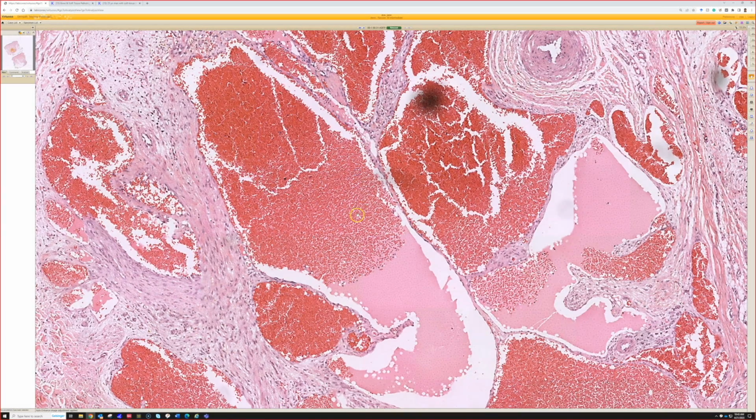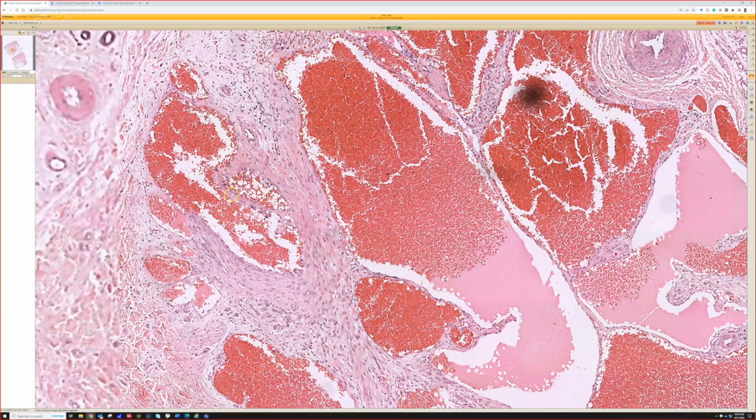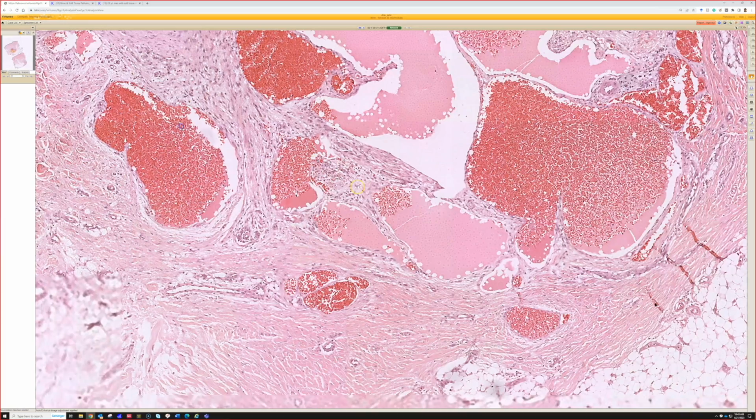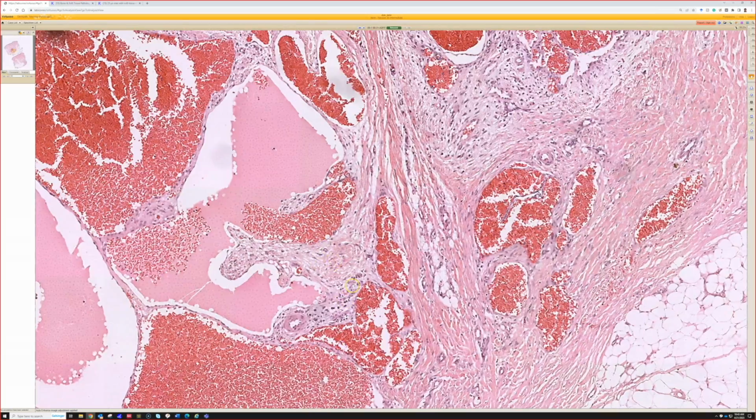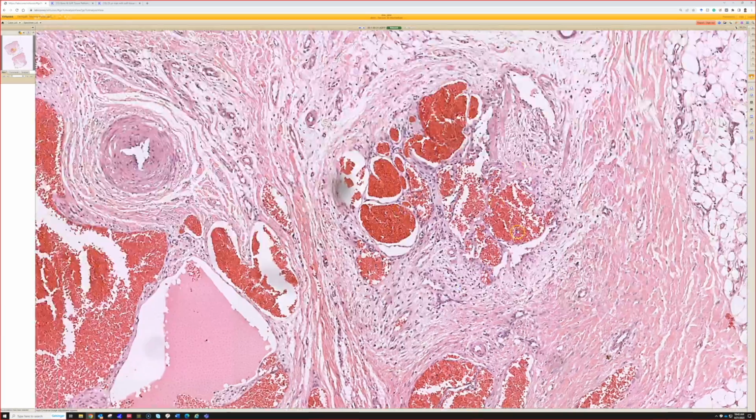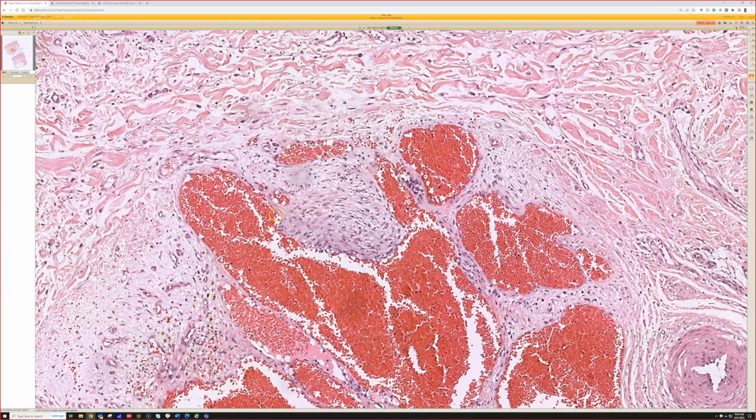So yeah, dilated cavernous channels here. Maybe some have a little bit of a muscular layer around them. Others are very thin. And there's also some fibrosis and inflammation, right? And look, right here, this is good to bring up. See, there's some increased spindle cells. This is almost like early scar granulation tissue.